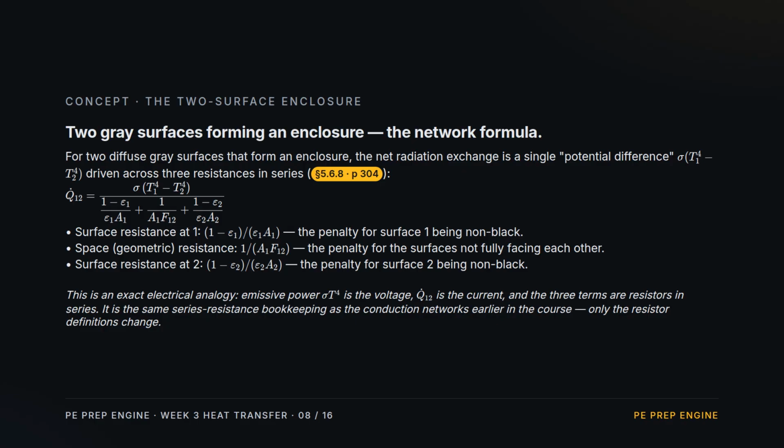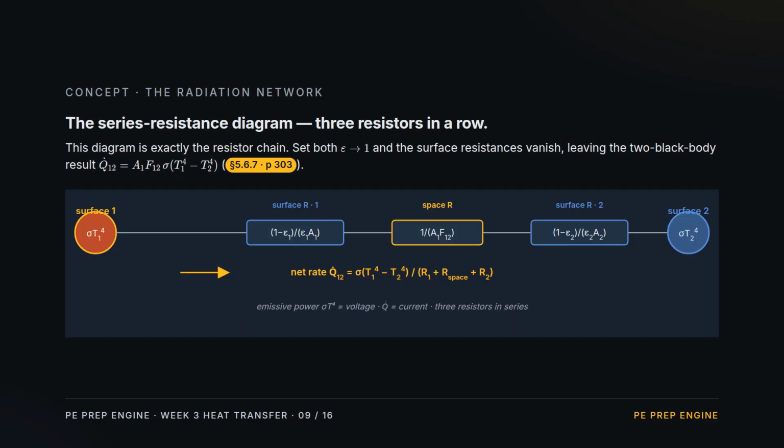It's an exact electrical analogy. Emissive power sigma T to the fourth is the voltage, Q12 the current, the three terms resistors in series. This diagram is exactly that resistor chain.